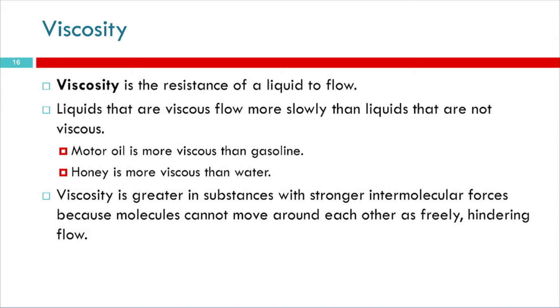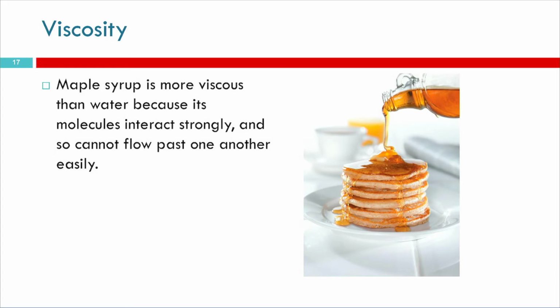Viscosity is greater in substances with stronger intermolecular forces, because the molecules can't move around each other as freely, which hinders the flow. Maple syrup is another viscous liquid, and it's more viscous than water because its molecules interact strongly, and so cannot flow past one another easily. And we'll talk about what these intermolecular forces are.